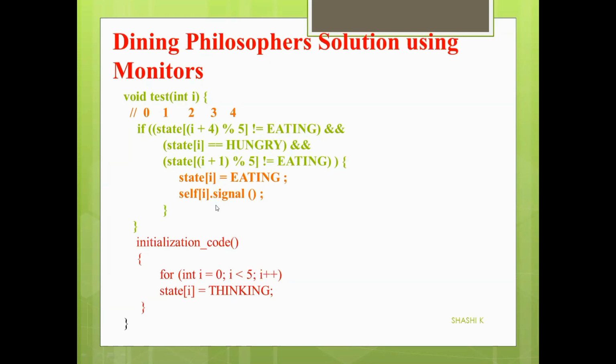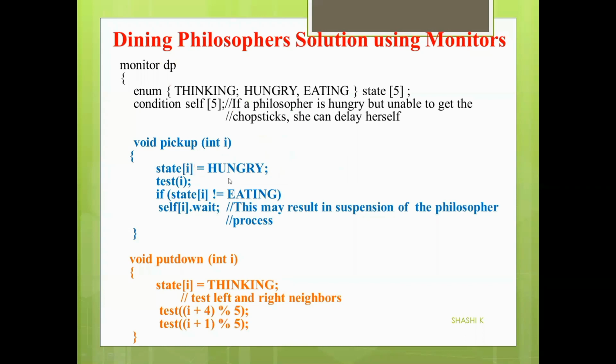So what will happen? Basically, if a philosopher wants to eat, he will set his state to hungry, and then he will execute the test operation. If he is the first philosopher, his state will be changed to eating in the test operation. Here we have an if statement: if the state of the current philosopher, after executing the test procedure, has not changed to eating, then that philosopher blocks itself. That philosopher suspends himself, which results in the suspension of that philosopher process.